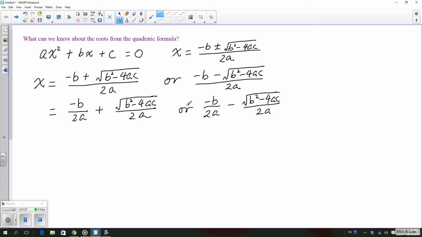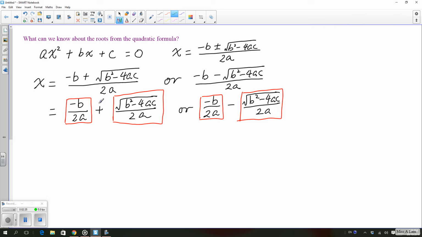Now, in this case, you can see that both of them have this one, minus b over 2a, and also this part, square root of b squared minus 4ac over 2a. And the difference is this part. This is plus, this is minus.